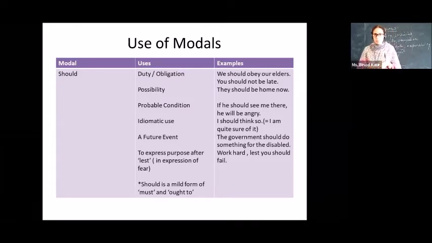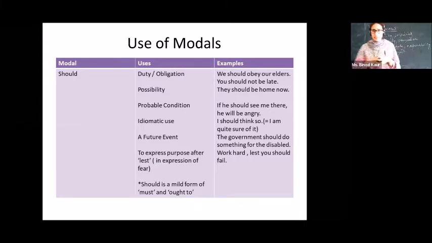To express purpose after lest, in expression of fear. Lest is also a word, meaning if this doesn't happen then... Work hard lest you fail, otherwise you fail. These kinds of sentences you have done in 9th, 10th standards, to express purpose after lest. Work hard lest you should fail.